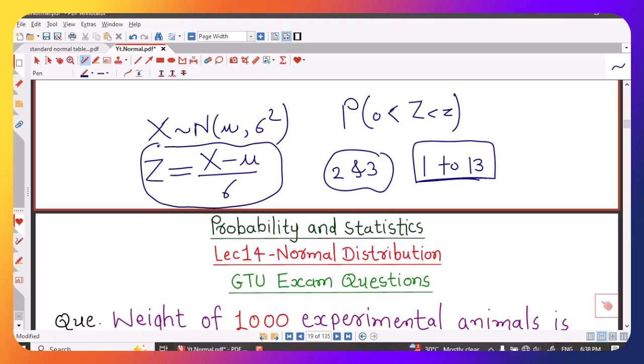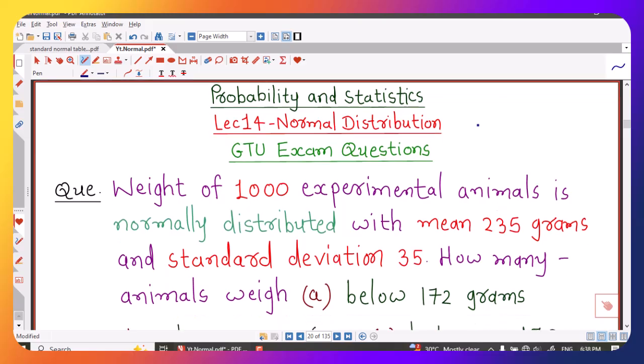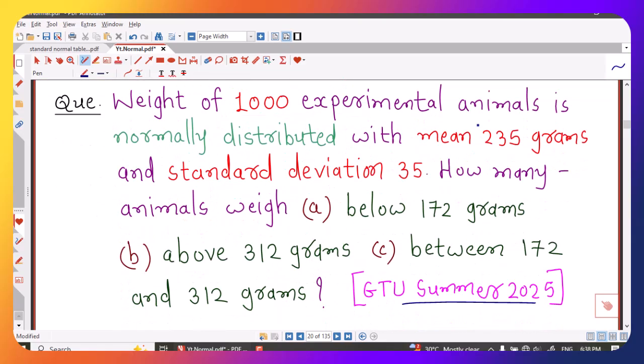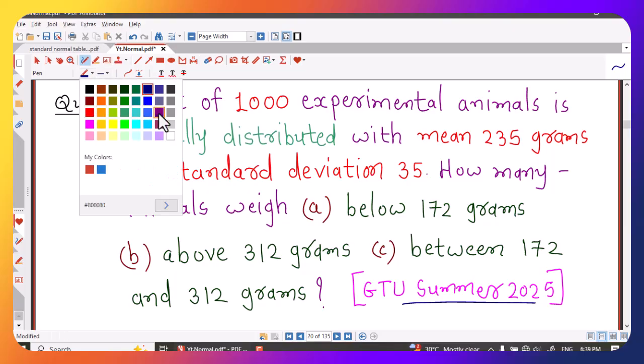So whenever our random variable is not standard, we will standardize it using this expression Z equal to X minus mean over standard deviation, denoted by sigma. So with this in mind, we try to answer this question which was asked in GTU Summer 2025 examination. First we understand what is given and what we have to find.